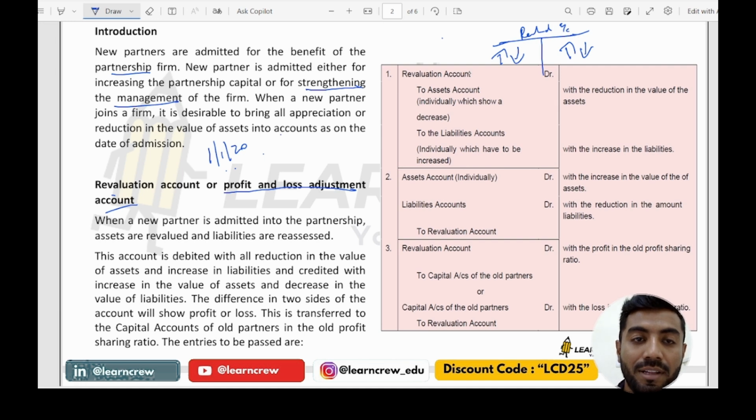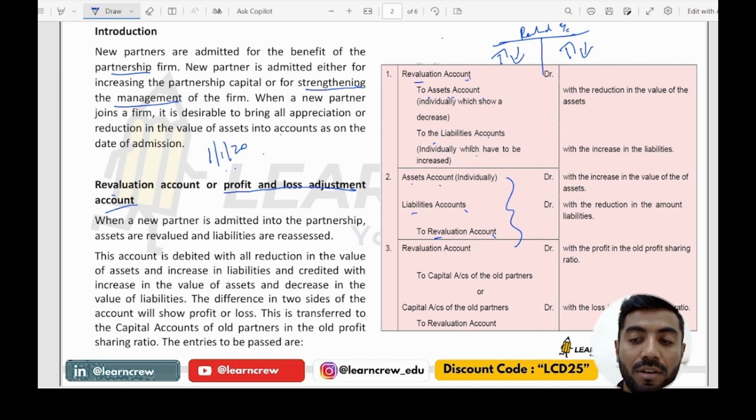Okay. If at all there is an increase, what is the entry? If the assets' values increase, entry will be assets account debit to revaluation account. If there's any decrease in liability, liabilities account debit to revaluation account. So this is the entry which you need to pass. If the value of the assets is decreased, that time revaluation account debit to assets account. Okay. If the liability value is increased, revaluation account debit to liabilities account. Okay, this is the entry which will be passed.